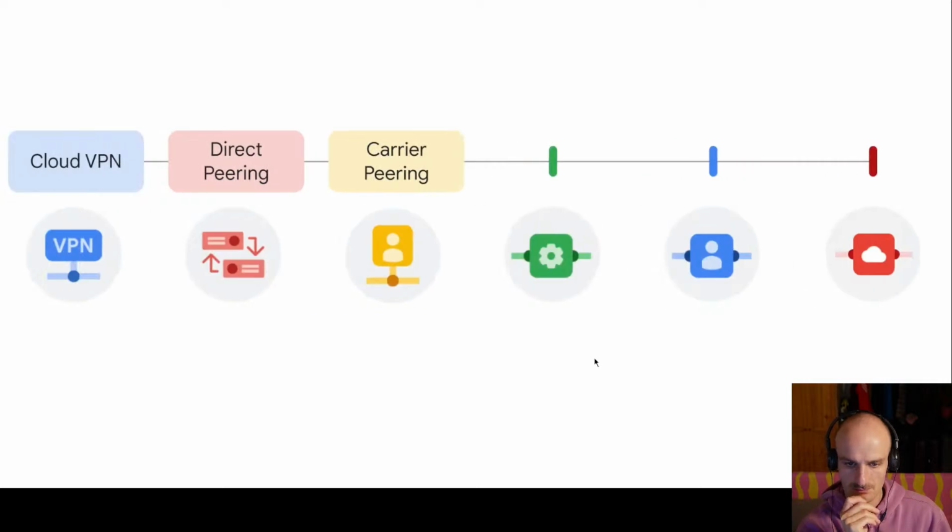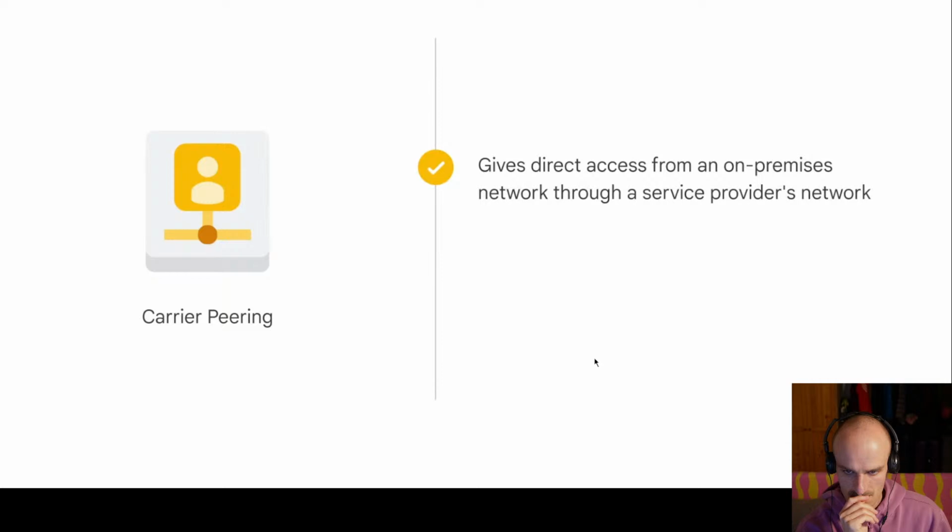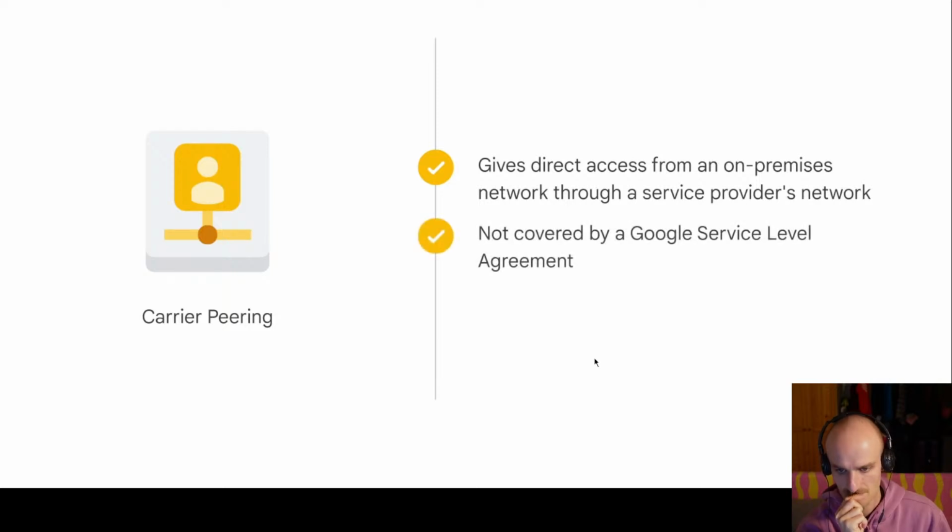Customers who aren't already in a point of presence can work with a partner in the carrier peering program to get connected. Carrier peering gives you direct access from your on-premises network through a service provider's network to Google Workspace and to Google Cloud products that can be exposed through one or more public IP addresses. One downside of peering, though, is that it isn't covered by a Google Service Level Agreement.